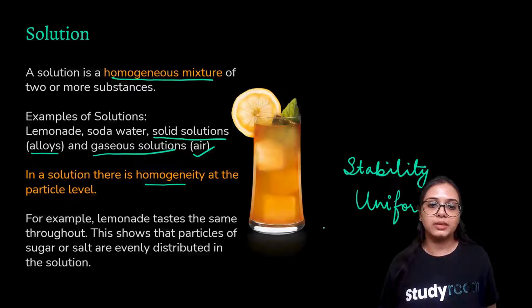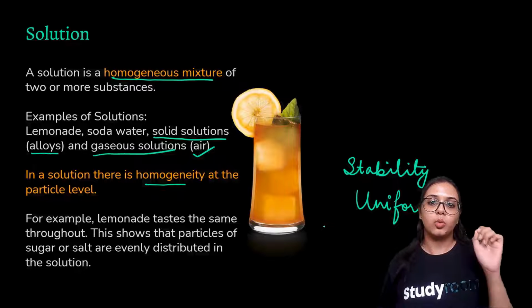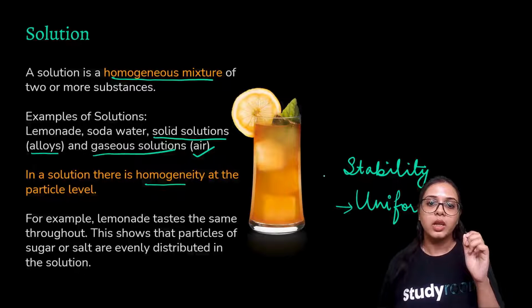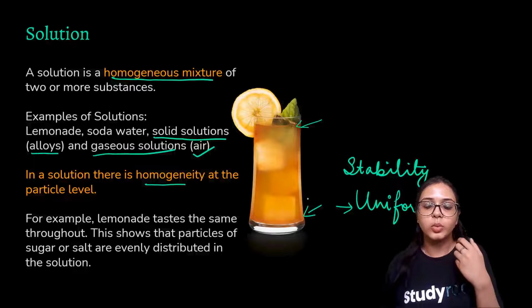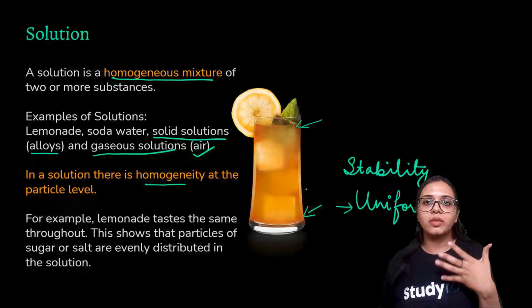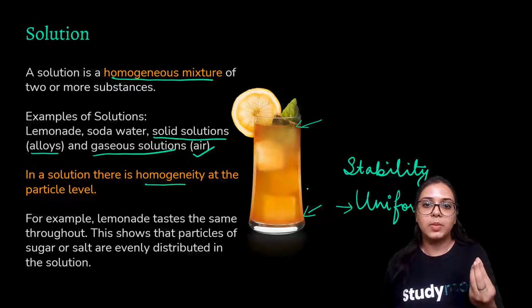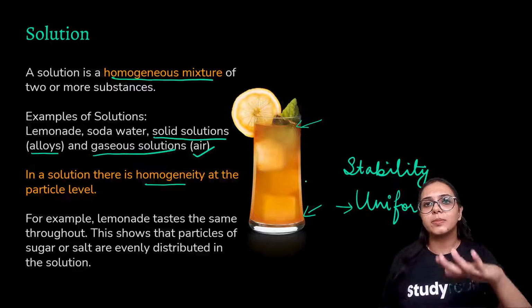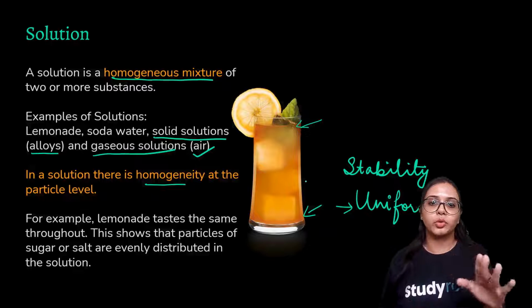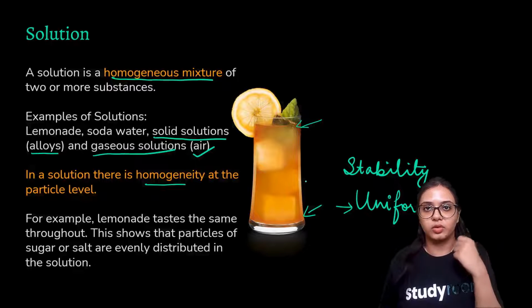For example, lemonade tastes the same throughout. This shows that particles of sugar or salt are evenly distributed in the solution. What we mean by uniformity here is that if you take a sip of lemonade, the taste you have at the first sip will be the same taste that you observe at the last sip. So we do not observe a very sharp taste of lemon, or a very neutral taste of water. The taste is not one after the other. The taste is a very uniform, very balanced mixture of salt and water, or of sugar and water together, if we are talking about a sugar solution.